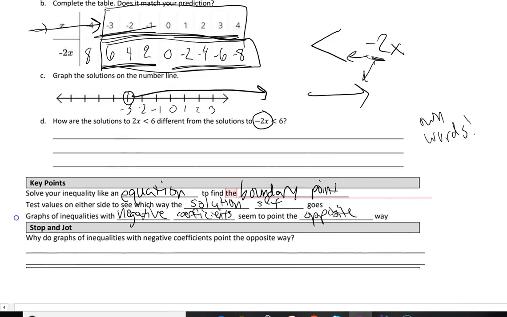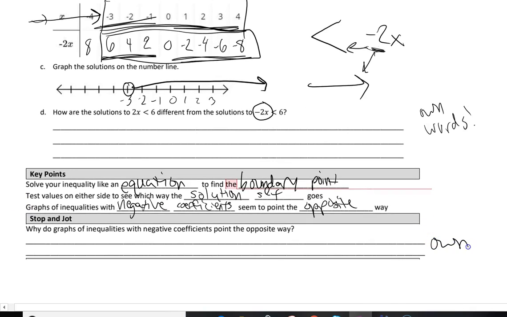So again, you guys have a stop and jot. I want this to be in your own words. I just explained it in my words. I want you to explain it in yours. Why is that arrow turning around? Go ahead and write your response, and then you can go ahead and finish up the rest of the packet.